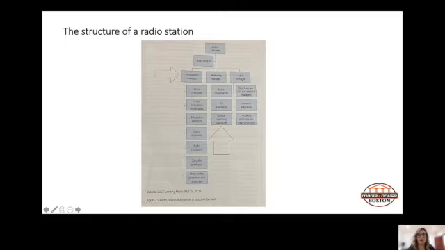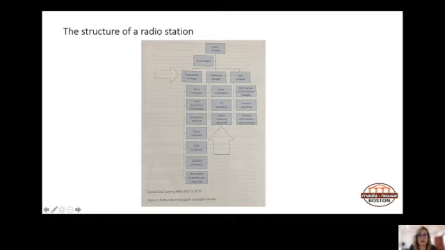Newcomers to radio often think that the staff complement consists of people on the other side of the microphone. However, in addition to the core management team, there are a number of other team members who work at a radio station. If we put all of the roles that we've discussed together, the structure for a radio station may look something like this organogram that you can currently see.